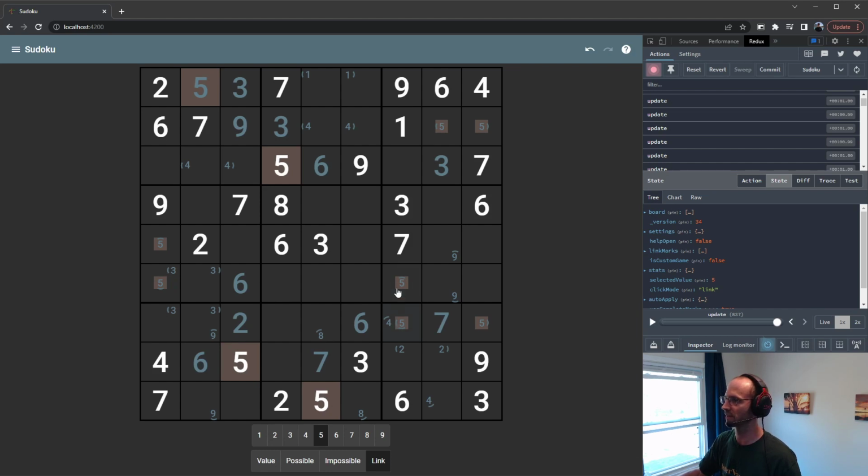Because I can see that there's only 2 places where a 5 can go in this column. Maybe I'll avoid that for now, because I think I'll probably end up wanting to use this type of notation once I get good at all these things. But for now, I will stick with Snyder.